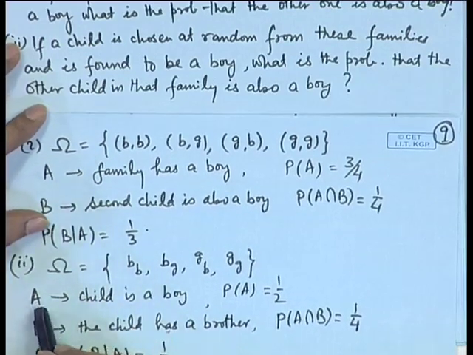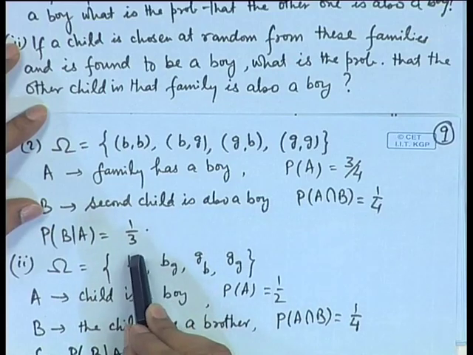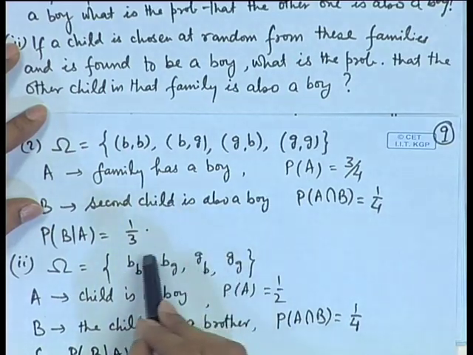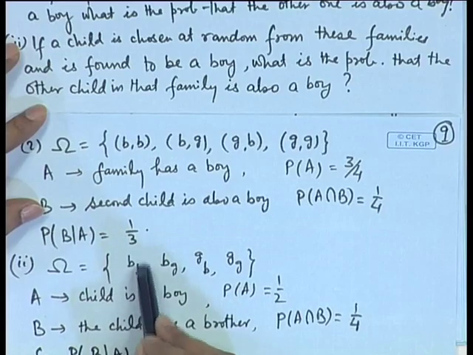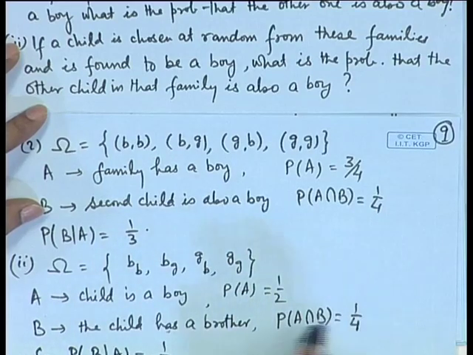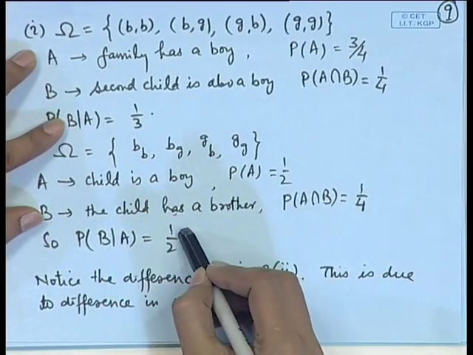So, what is the probability that the child is a boy? It will be simply half, because it could be a boy or it could be a girl, both are 2 possibilities. B: the child has a brother. So, if I look at the probability of A intersection B, it means the child is a boy and it has a brother. So, it is this possibility, that is 1 by 4. So, the probability of B given A becomes half.